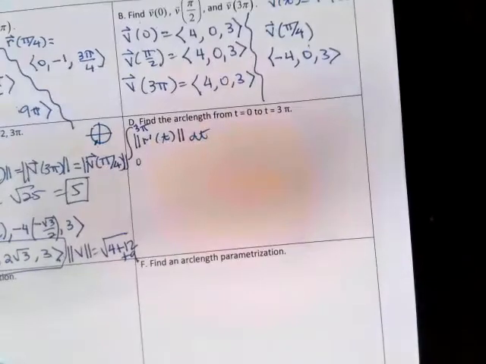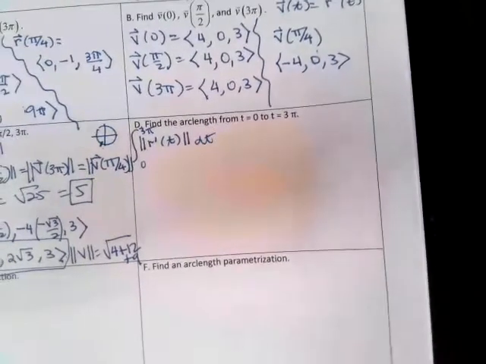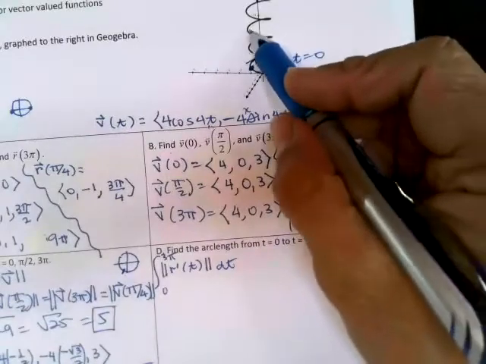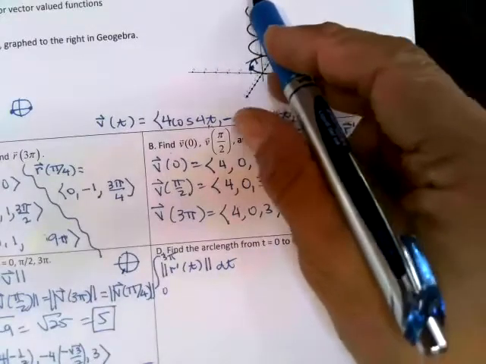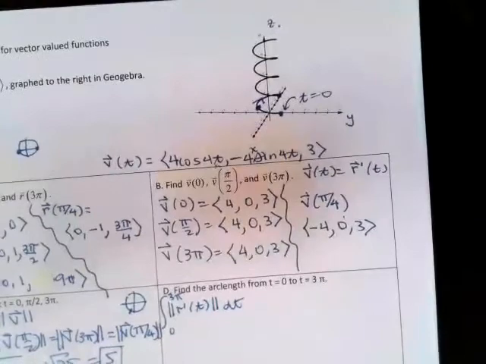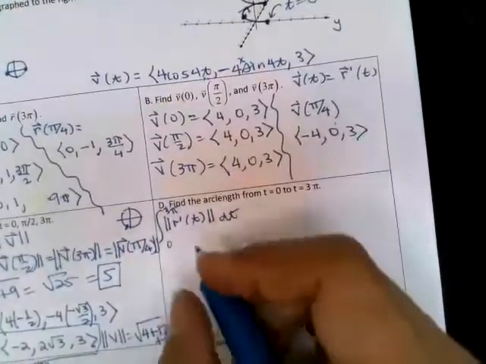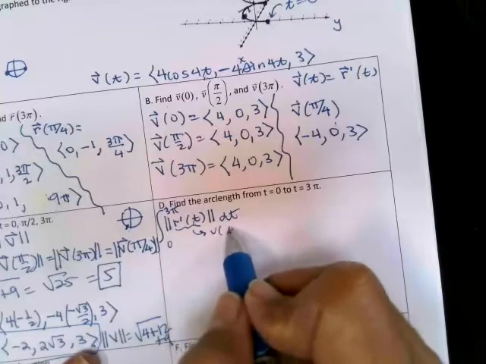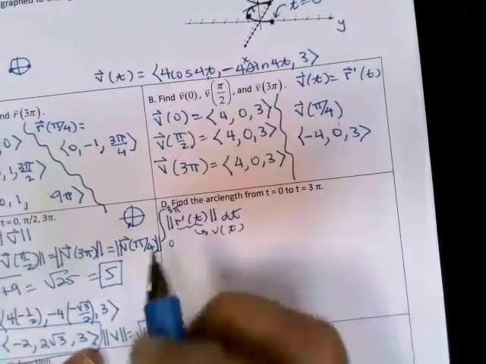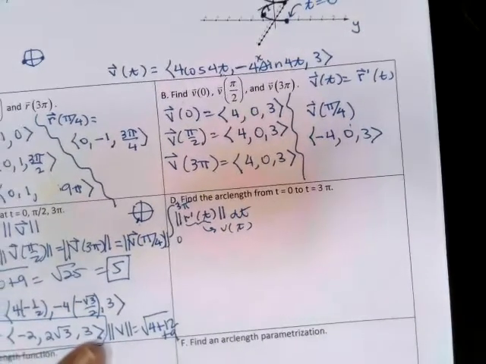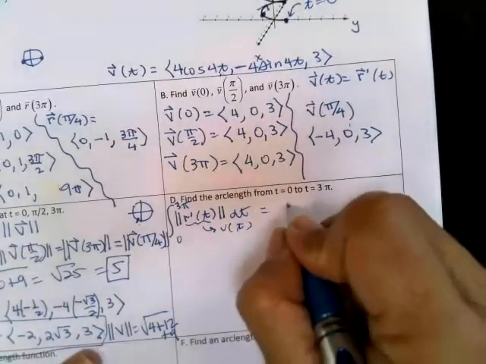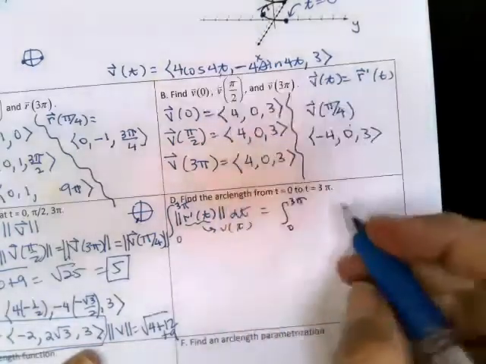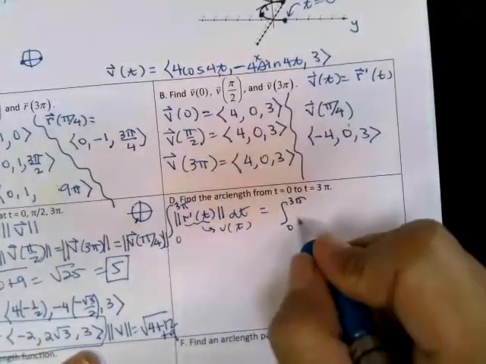With respect to t. That would tell us, and unfortunately 3 pi goes off our graph here, how far you're going to walk up this spiral staircase if you walk the whole distance. So this is just our velocity. I've left off my vector stuff; it was getting a little too crowded in there. So we're going to integrate from 0 to 3 pi the length of our velocity vector.